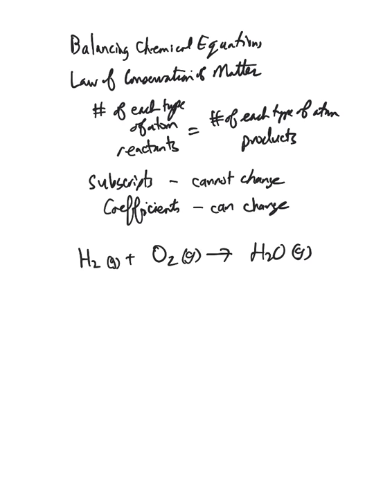So we want to make sure we got the same number of each type of atom on both sides. So right now I've got H2, I've got two hydrogens on the left, and I've got two hydrogens on the right. The subscript multiplies whatever is in front of it, the element that's immediately in front of it, in both instances. I've got two oxygens on the reactant side, but now I've only got one oxygen on the right.